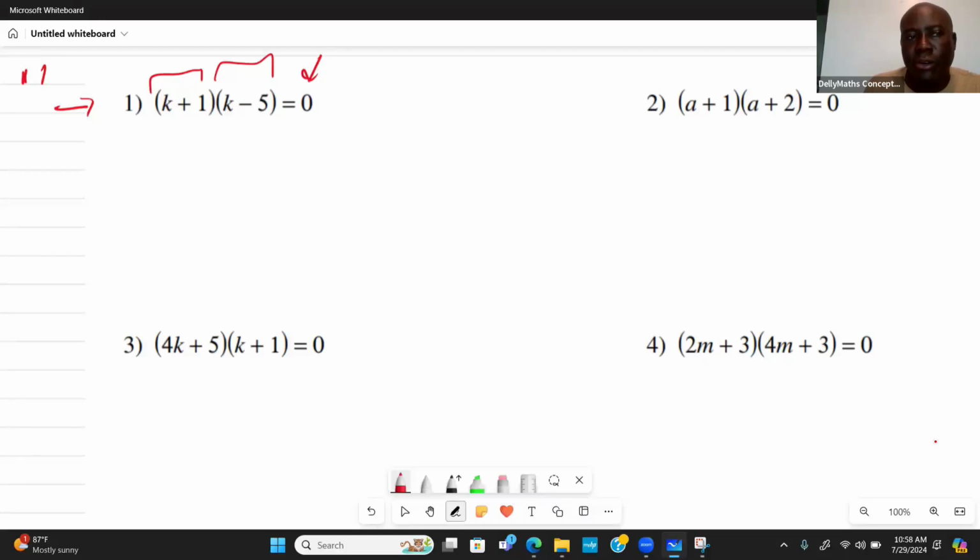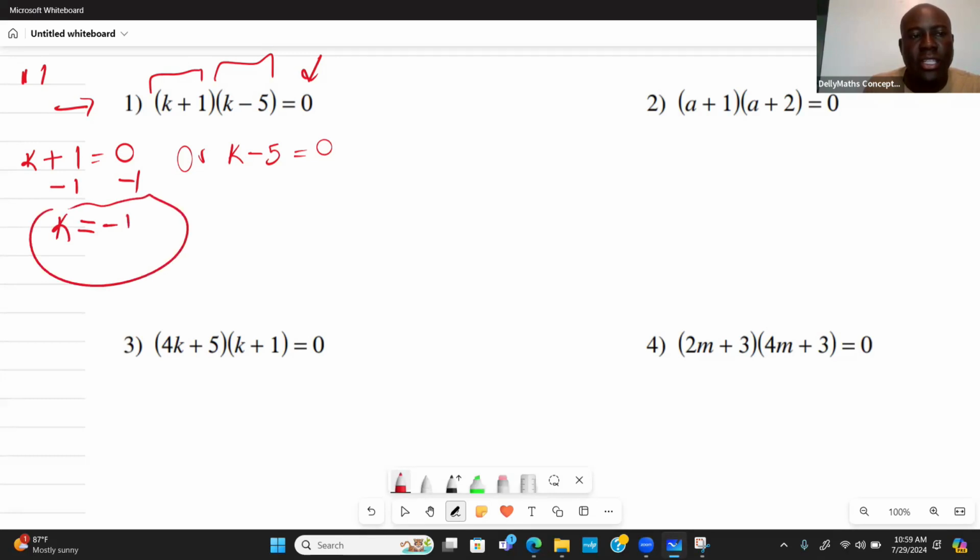Based on the zero product rule, we can conclude that it's either x plus 1 that is a 0 or x minus 5 that is a 0. The reason we are doing this is because if we multiply two things and the result is a 0, then either one of these things or both of them are 0. So in solving this part first, we will subtract 1 from both sides. So this is suggesting that x is equal to -1.